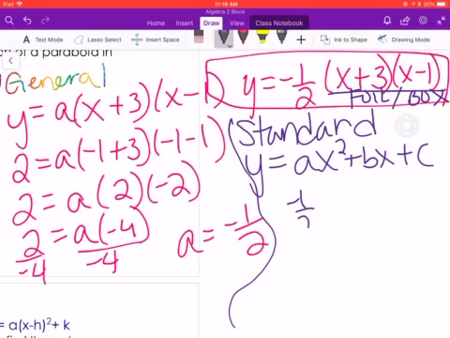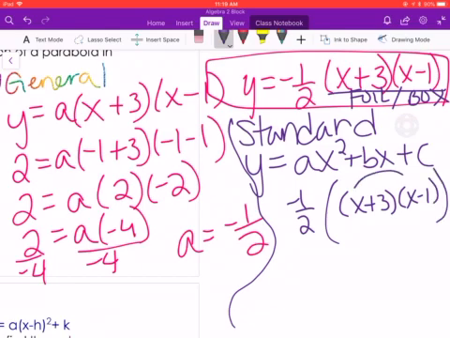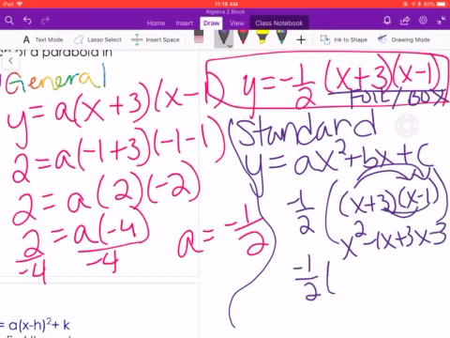So I'm going to do -1/2, and then I'm going to FOIL x plus 3 times x minus 1. Right now I'm not doing anything with the -1/2. I'm just going to multiply this out. That's going to be x squared minus 1x plus 3x and minus 3. Combining like terms then here, I'm going to have an x squared. -x plus 3x is plus 2x minus 3.